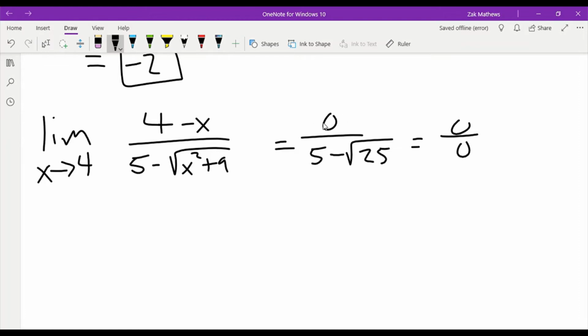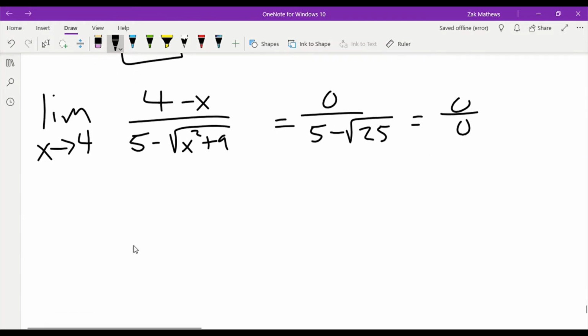0 in the numerator alone is never a problem. It just gives us 0. 0 in the denominator alone gives us one of the infinities. 0 over 0 tells us we have more work to be done. And so on this one, the trick is going to be to rationalize.